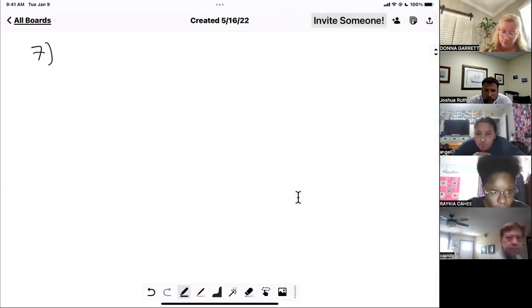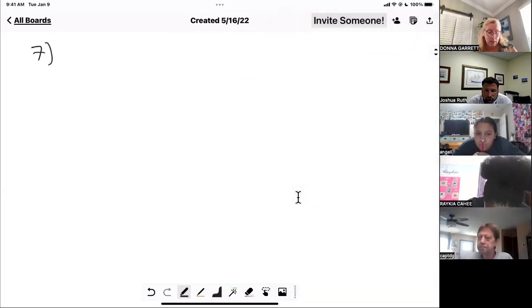By the way, I put lines through my 7s because my students throughout the years would say, Mrs. Garrett, is that a 1 or a 7? So I put a line through my 7 so you know it's a 7, because sometimes I get a little sloppy and it looks like a 1. Okay, so let's look at this problem.